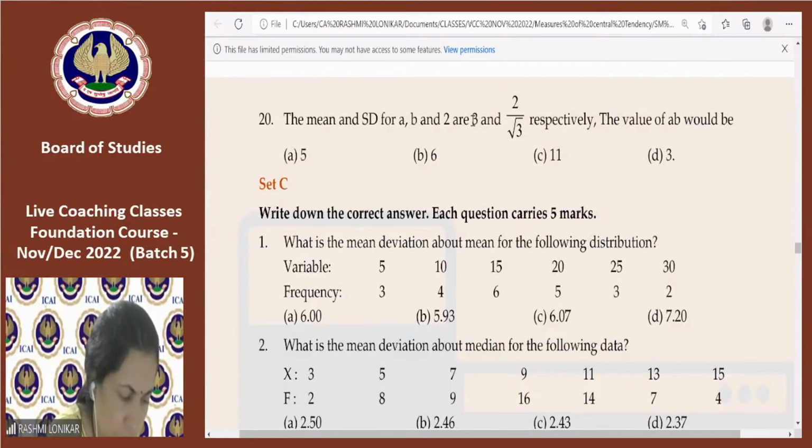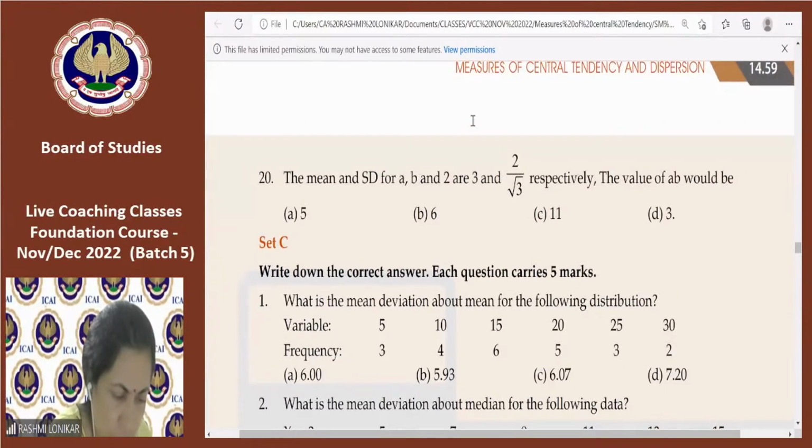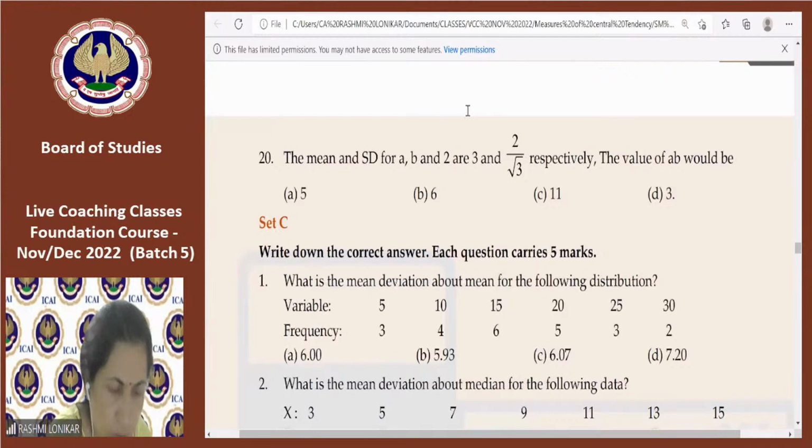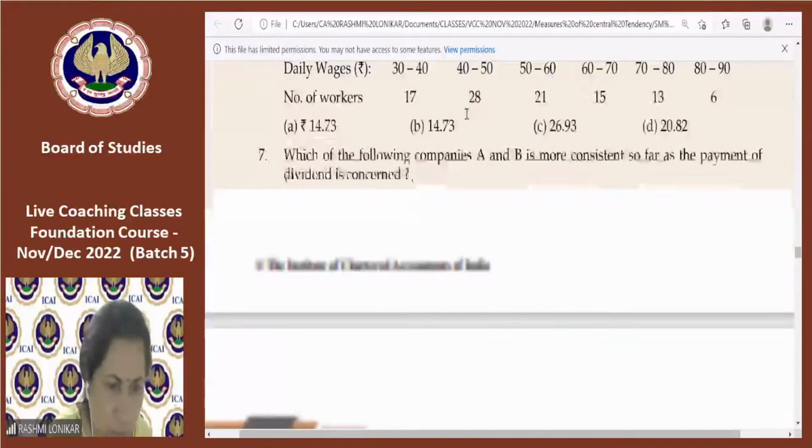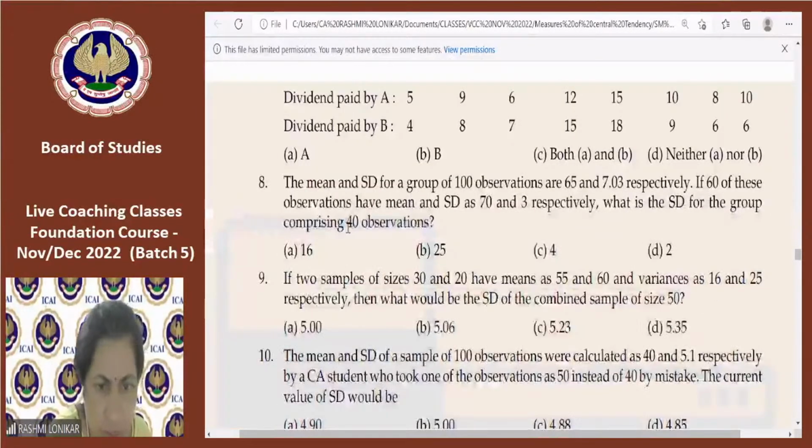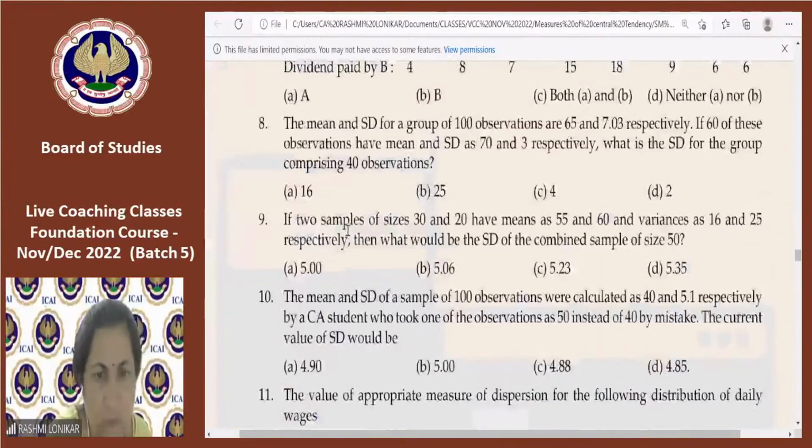Yes, Zeba. That's what, Raghav, I'm telling you. These are very big sums. These have to be done for your understanding.